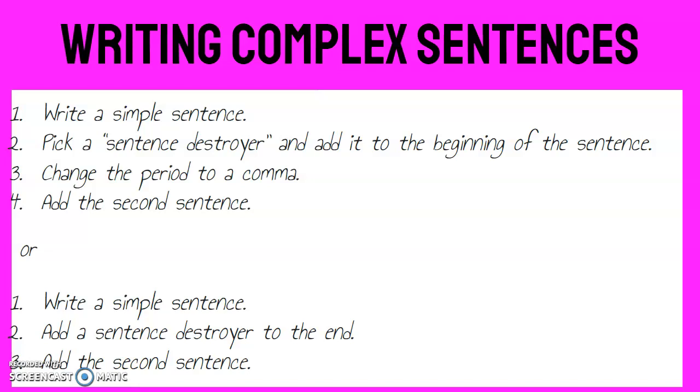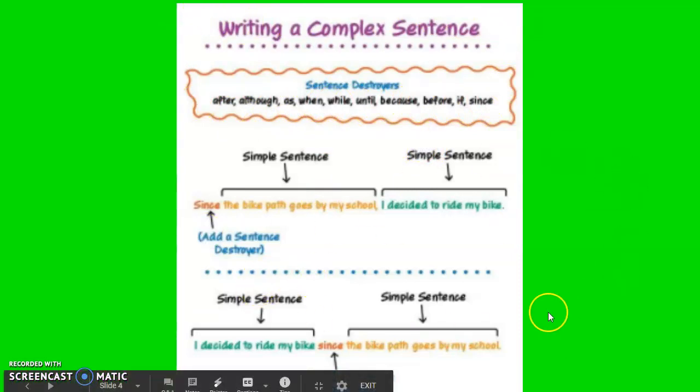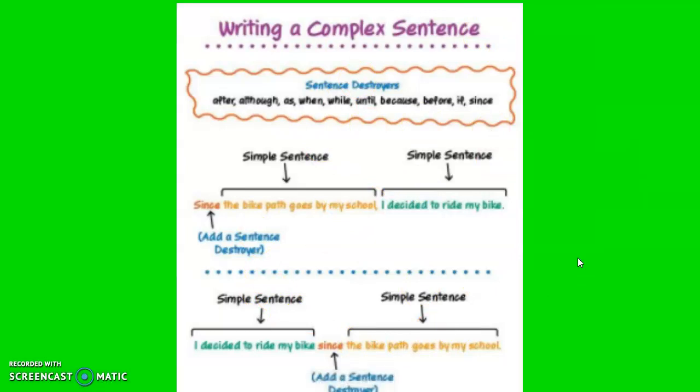Or you can write a simple sentence for your first step. For your second step, you're going to add a sentence destroyer to the end of your sentence instead of the beginning. And then your third step is you're going to add the second sentence to the end, okay? So those are your two formulas for writing complex sentences. We're going to take a look at this anchor chart. Writing a complex sentence, you use your sentence destroyers. Here's a list of them. If you want to make this anchor chart in your notebook so you can reference back to it, you can pause this video and most certainly do that.